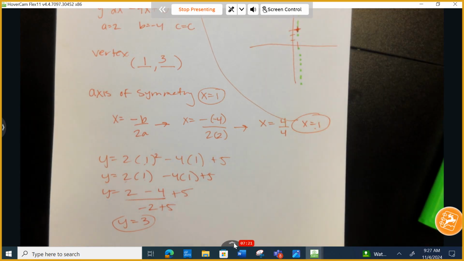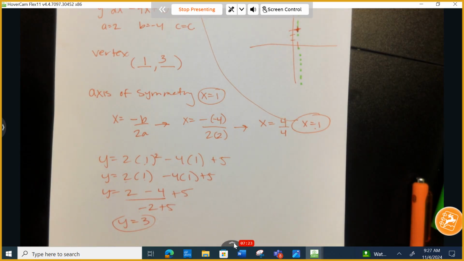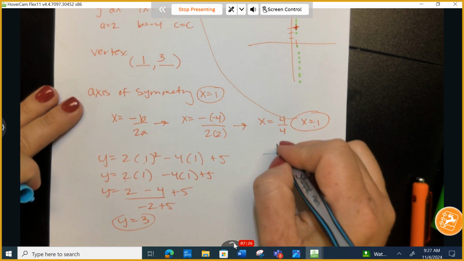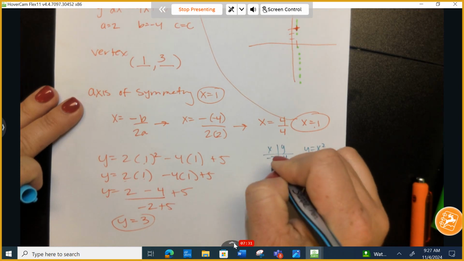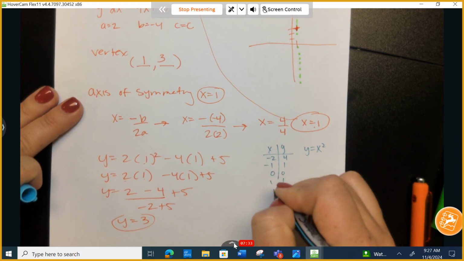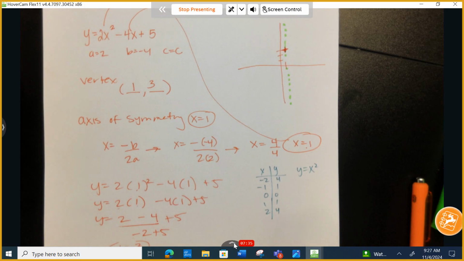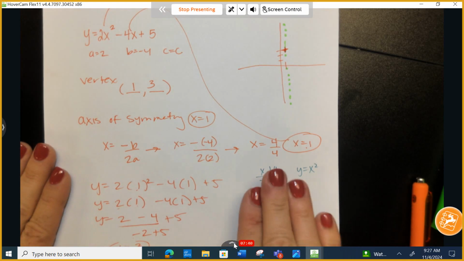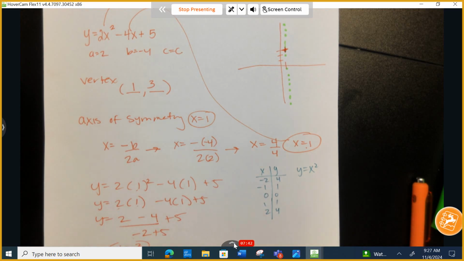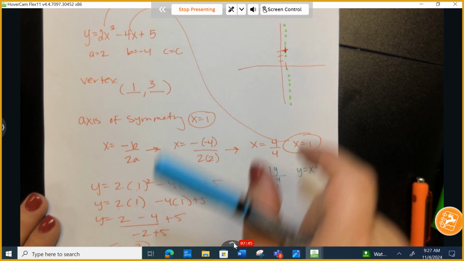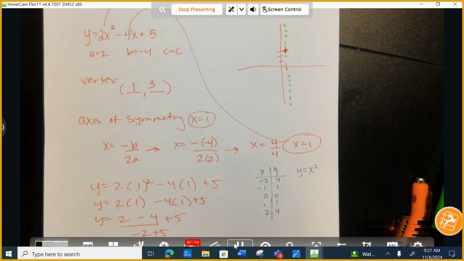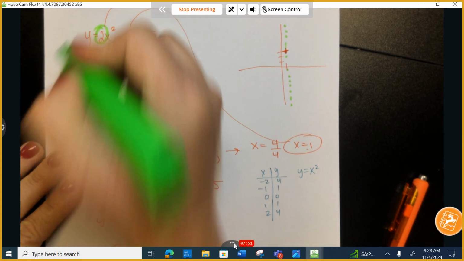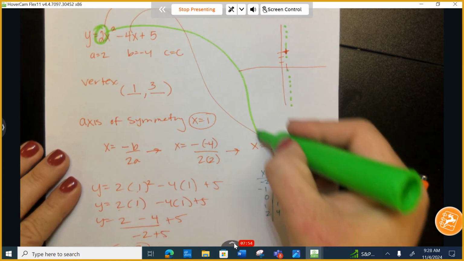This is my bullseye. Now I'm going to write down what I already asked you guys to write down, and that is the parent function for quadratic equations: negative 2, 4; negative 1, 1; 0, 0; 1, 1; and 2, 4. Partner B, please turn to your partner. What do I do to this list of inputs and outputs that belong to the parent function to help me in graphing this? I'm going to take whatever the a value is times the y.